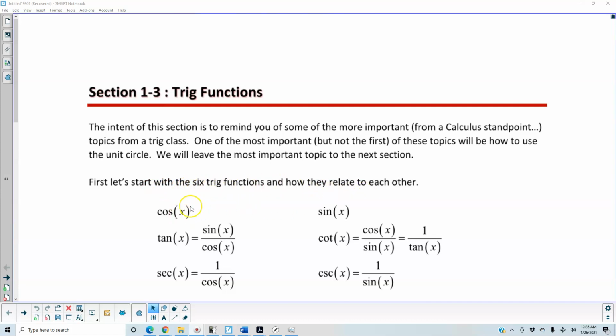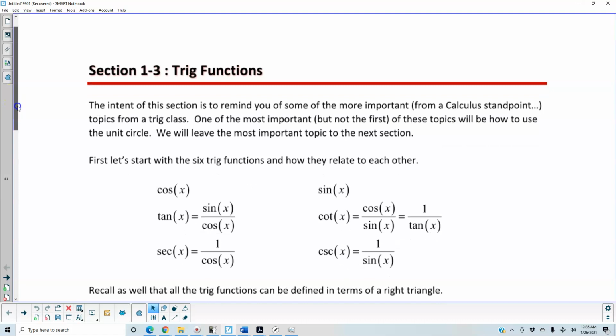We have the cosine of x, the sine of x. The tangent of x is equal to the sine of x over the cosine of x. Cotangent of x is equal to the cosine of x over the sine of x, which is equal to 1 over the tangent of x. Secant of x is equal to 1 over the cosine of x. Cosecant of x is equal to 1 over the sine of x.